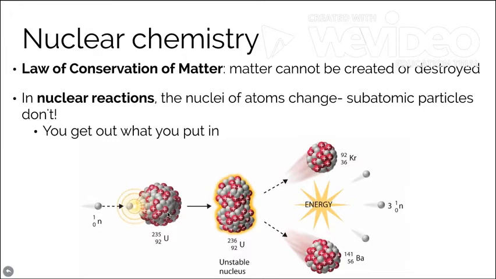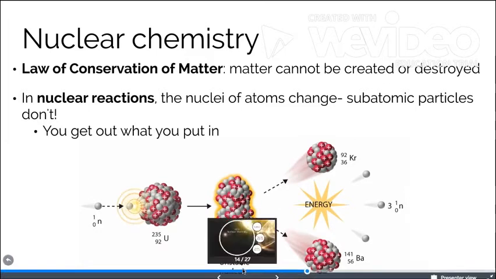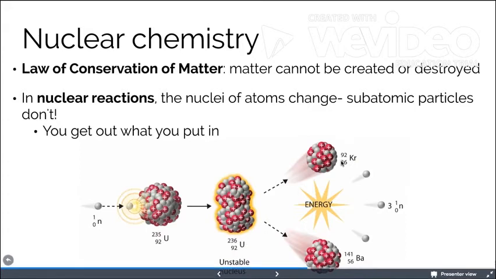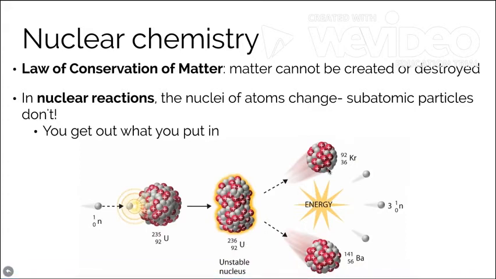You can think of it as being a bullet that is going to split the atom right down the middle. And then you can see that in this middle stage, we have a very unstable nucleus. It starts to fall apart and it breaks apart into two different pieces. So we have a krypton atom up here and a barium atom down here.